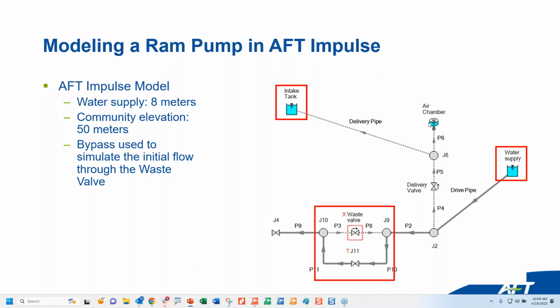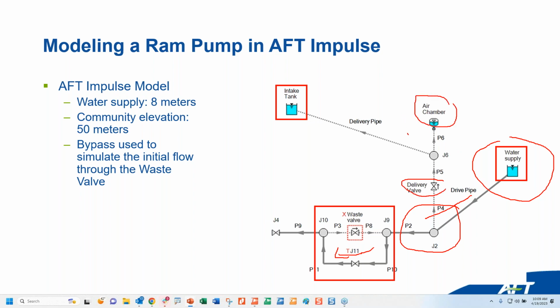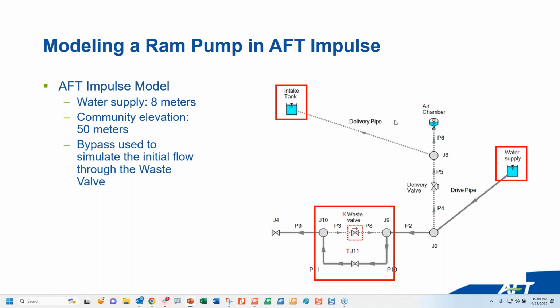And I used the bypass to simulate the initial flow through the waste valve that builds momentum. So what do we see? The water supply initially flows and goes through the bypass. Then the bypass closes due to the water hammer effect. The pressure builds in the ram pump, opens the delivery valve, compresses the air in the air chamber, and this forces the water through the delivery pipe to the intake tank, or the community we want to deliver the water to. Our initial guess would be a pipe size of 2 inches.